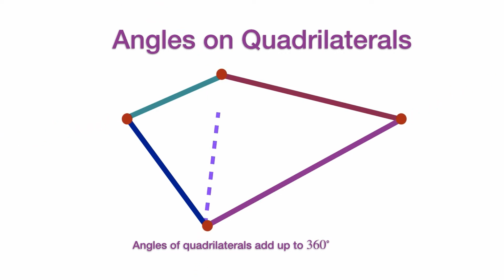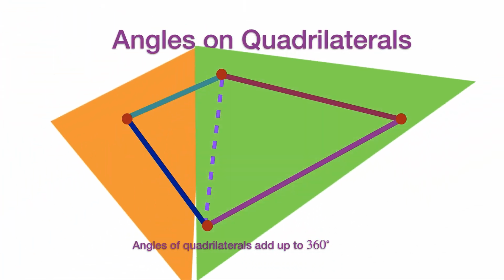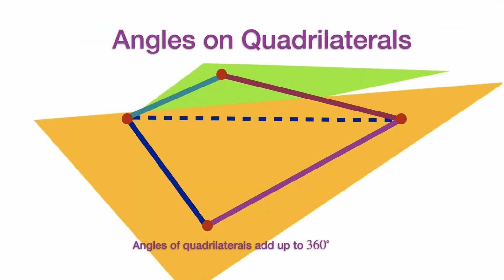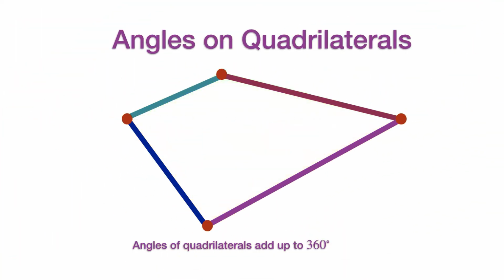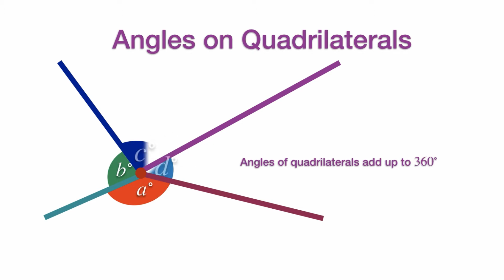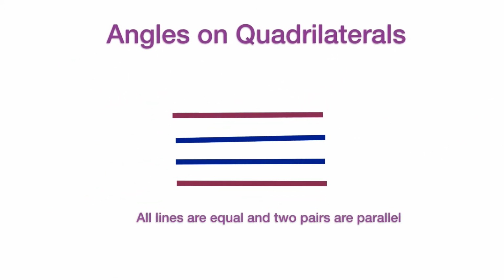If one line was to be drawn from one of these vertices to connect another vertex which is not already joined by a line, then this creates 2 triangles. We can always divide quadrilaterals into 2 triangles this way. Since the angles of each triangle add up to 180 degrees, angles on any quadrilateral is twice that amount, which is 360 degrees.